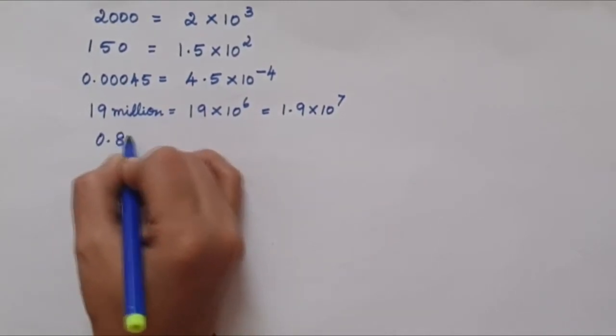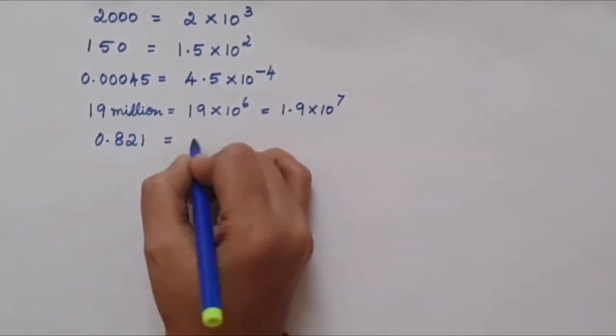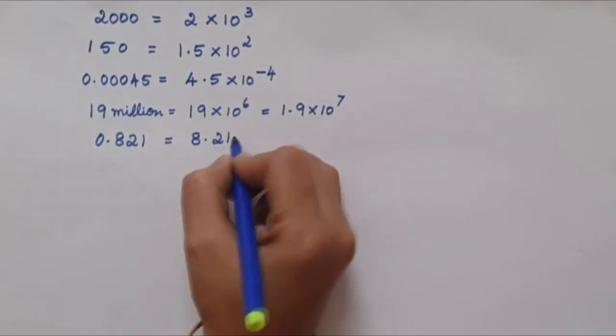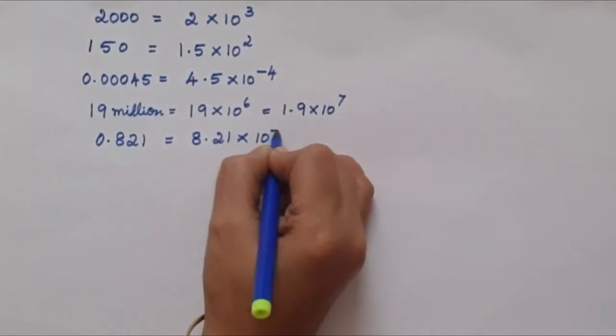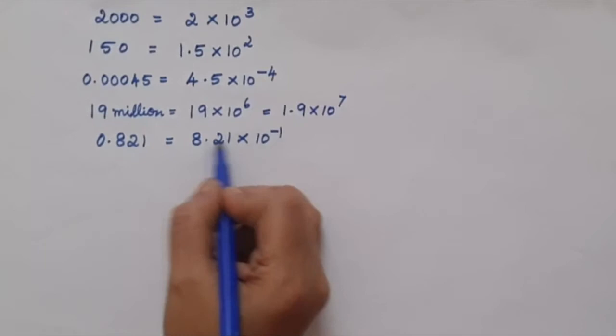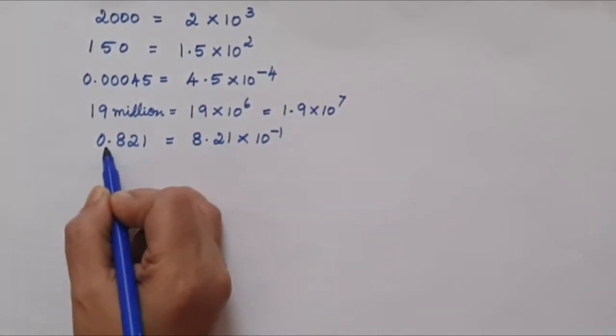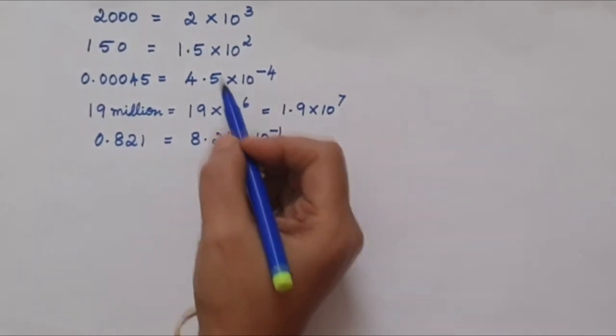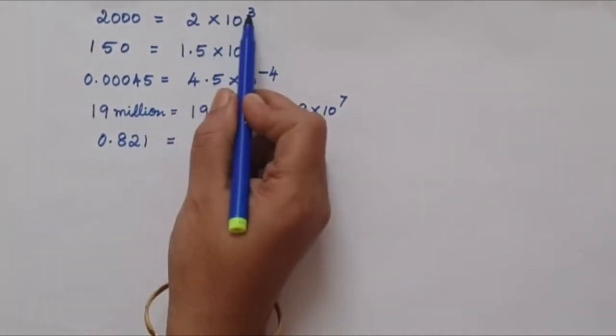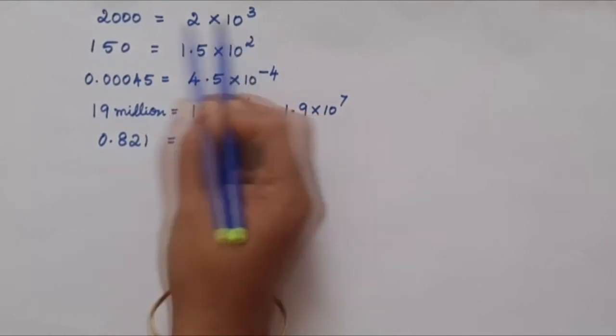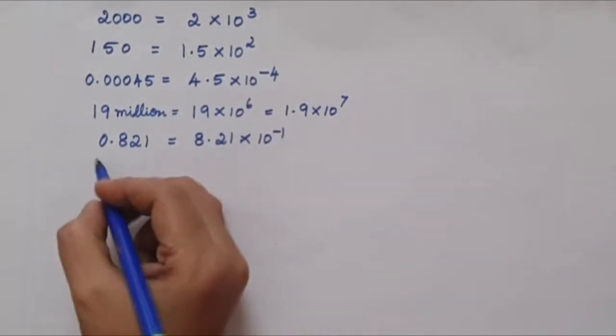Suppose it is 0.821, then it will be 8.21 into 10 to the power of minus 1. See, when there is a negative sign, you shift the decimal point to the left, and we get that number. When it is like this, power 3, a positive number, you shift the decimal point to the right. So we get this answer.